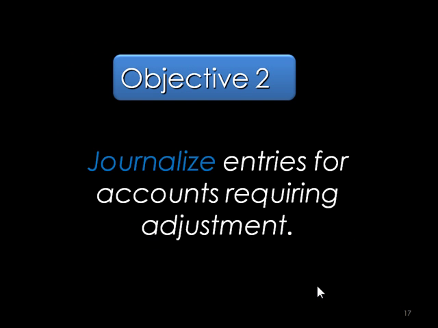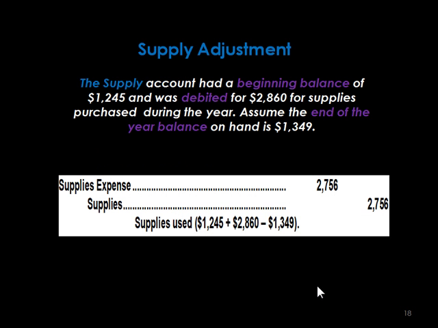Okay, so the second objective is, what do you do with all this information? I realize I have some accounts where I pay for things in advance, and I have some accounts where people pay me for things in advance, and then I have these assets. All of this stuff is what you're going to journalize at the end of a period in this adjusting process. So let's do supplies first.